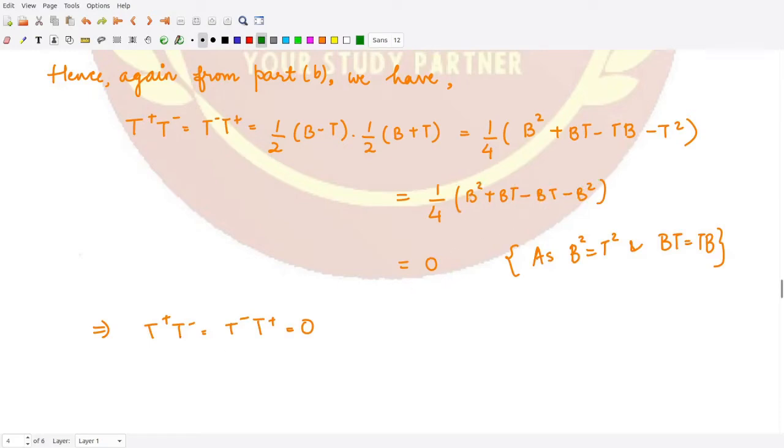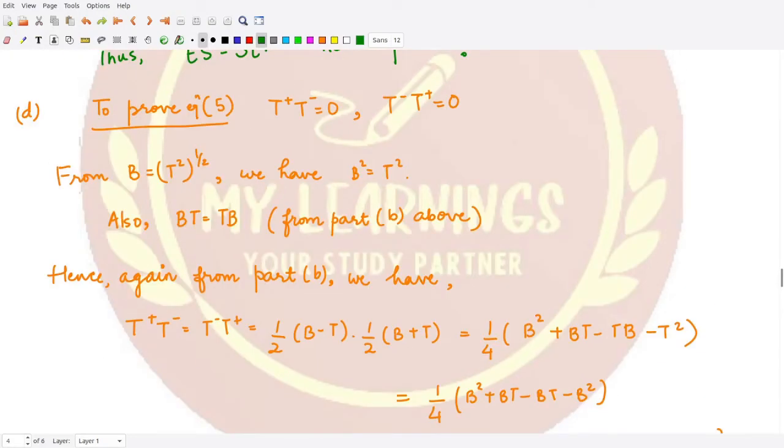So we started with T positive T negative, which was equal to T negative T positive, and both of them are now equal to the 0 operator. We have just proved this one. So this proved equation 5 for part D.